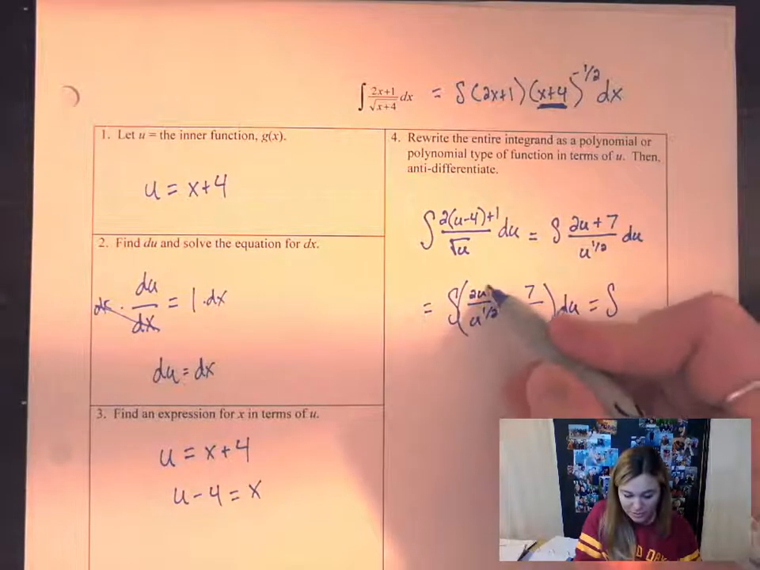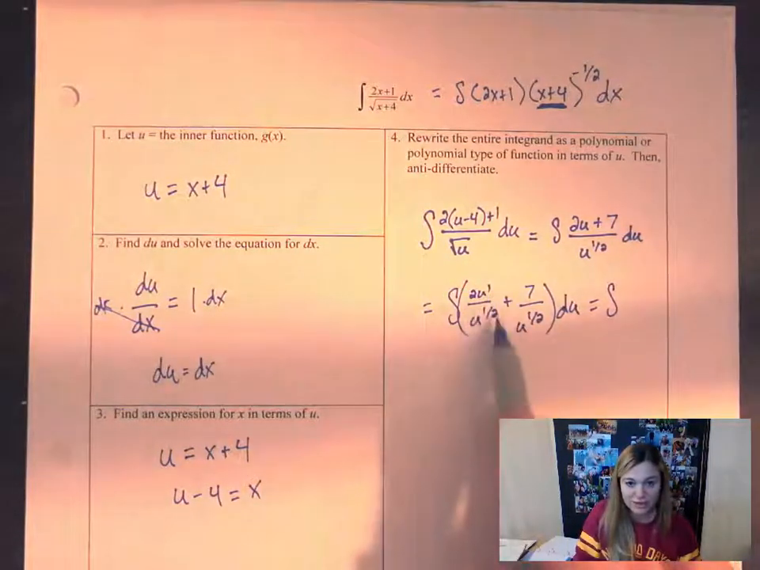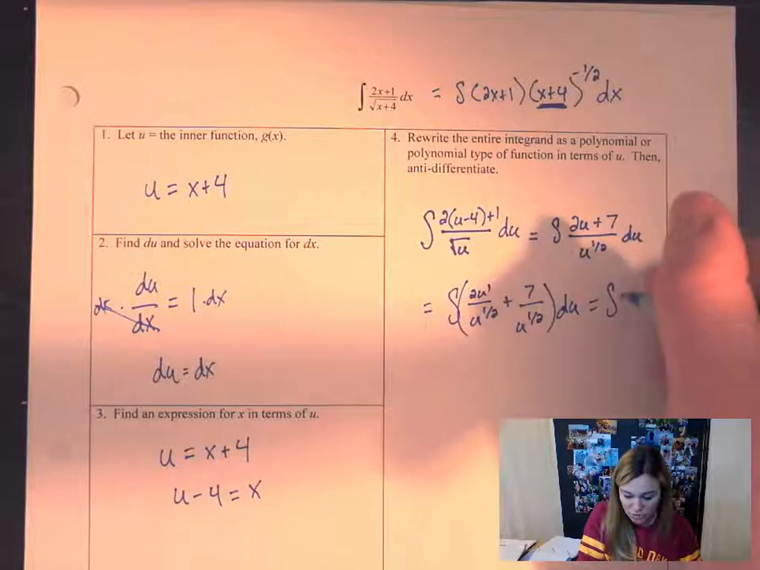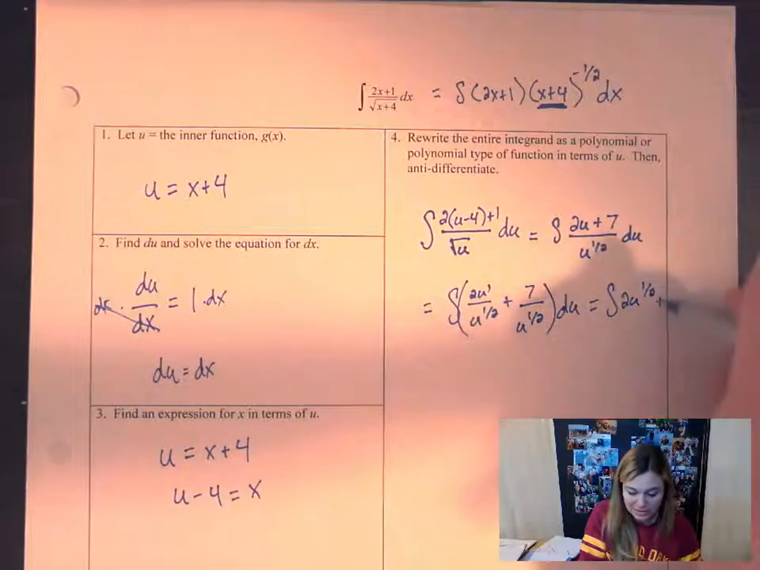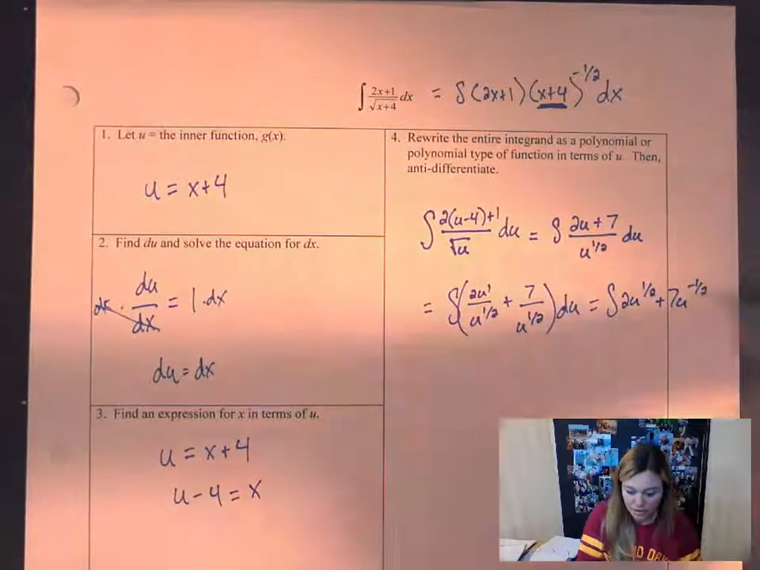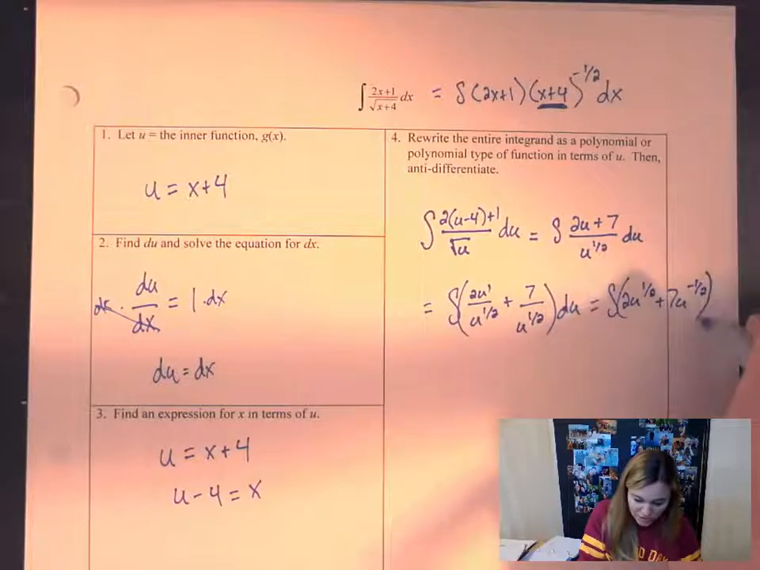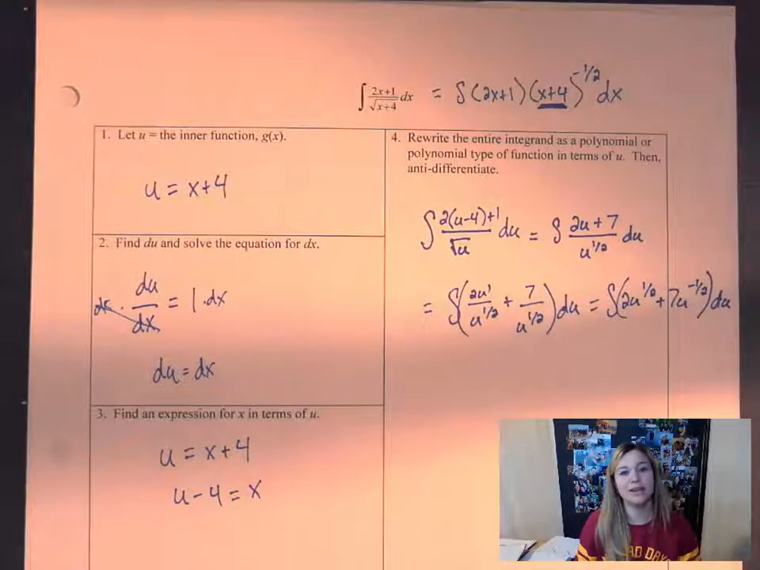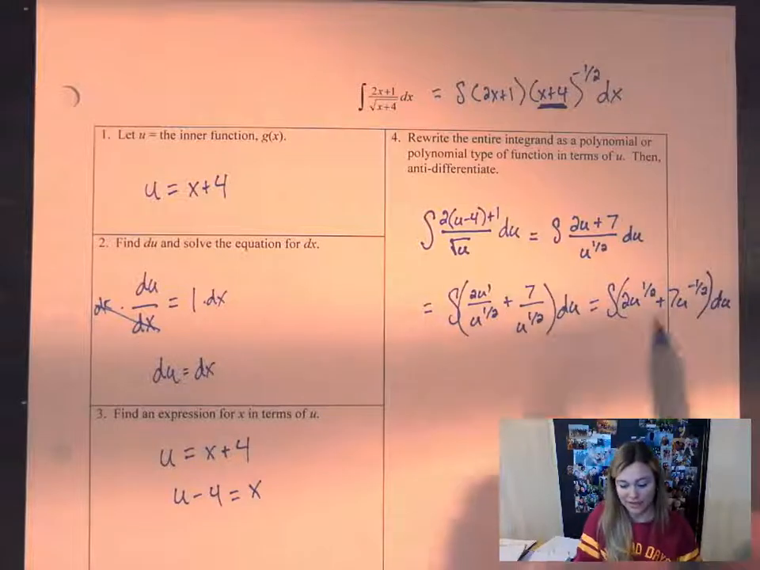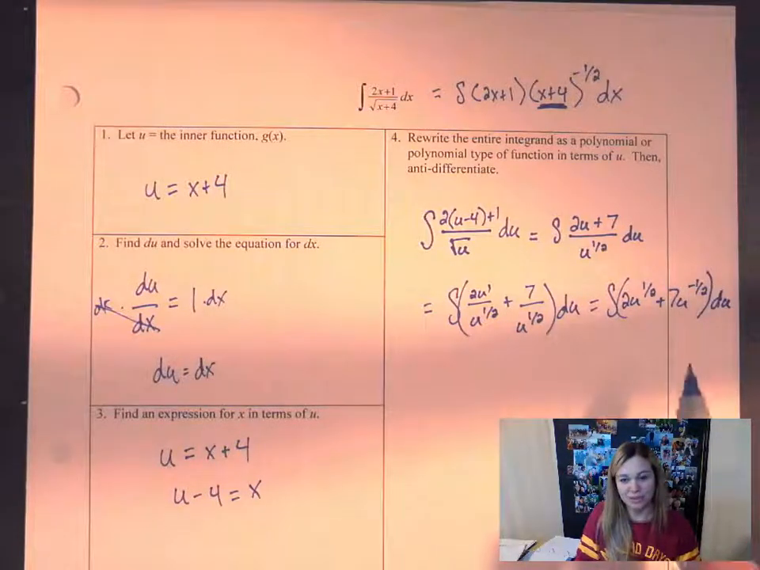This would become, this is u to the first, subtract the exponents because I have like bases. This would be 2u to the 1/2 power. This is going to be plus 7u to the negative 1/2, in parentheses, because this is all my function, times du. Now find the antiderivative, because now I've got this in something that kind of looks like a polynomial. There's weird exponents, but kind of.